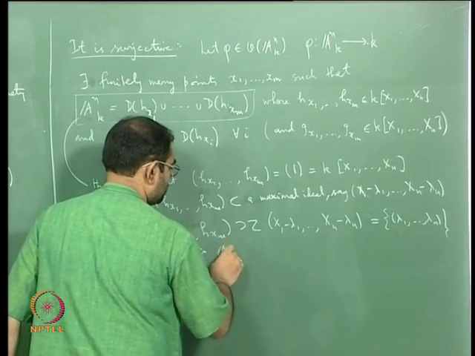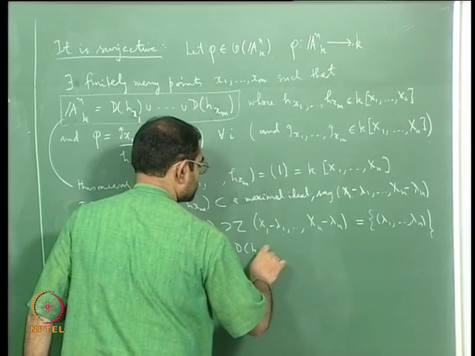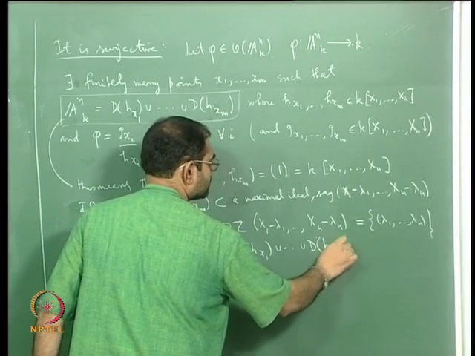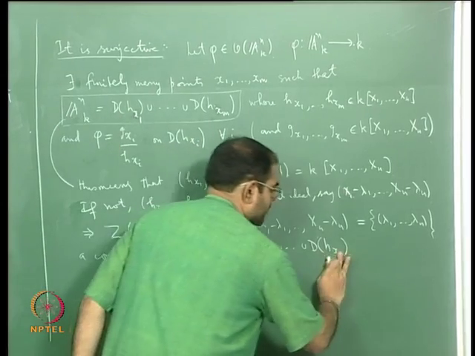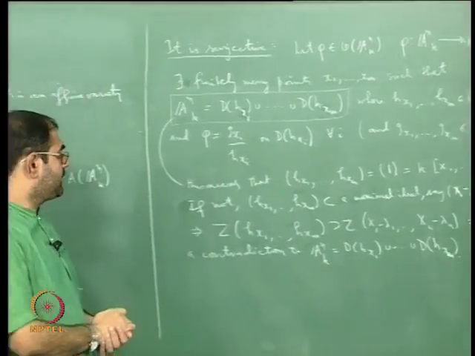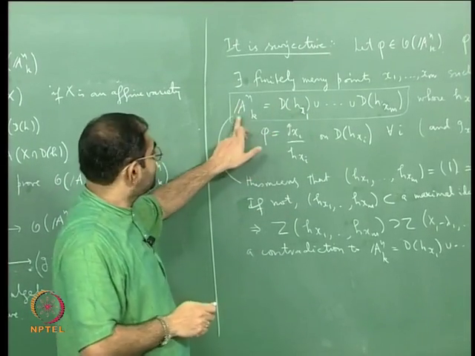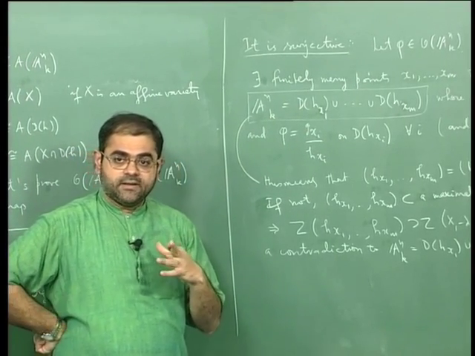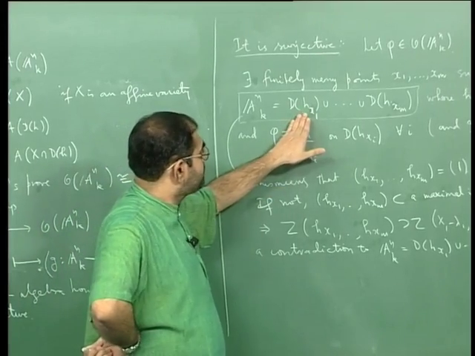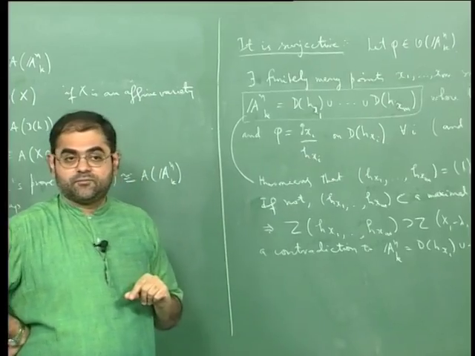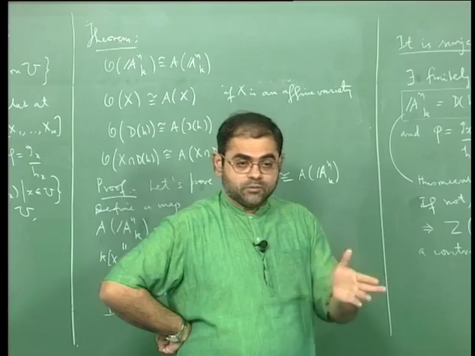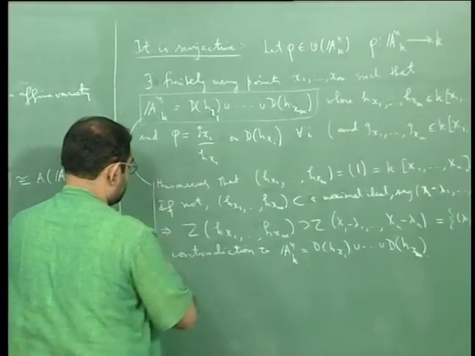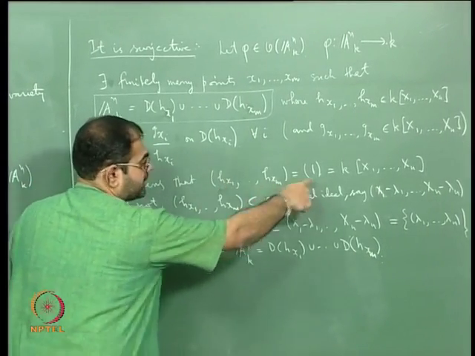An is equal to D(h_x1) union ... union D(h_xm), okay, right. So the moral of the story is that indeed this condition, the fact that the affine space is a finite union of certain basic affine open sets, means that the equations corresponding to those basic affine open sets, those polynomials, actually generate the unit ideal, okay. So what all this will tell you is that these generate the unit ideal.